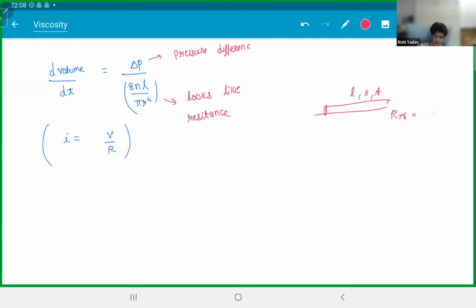What is thermal resistance? L by KA. You can replace the rod with the resistor L by KA.